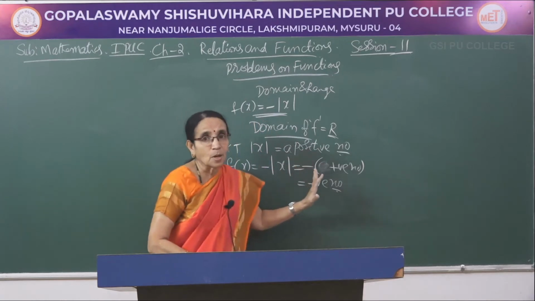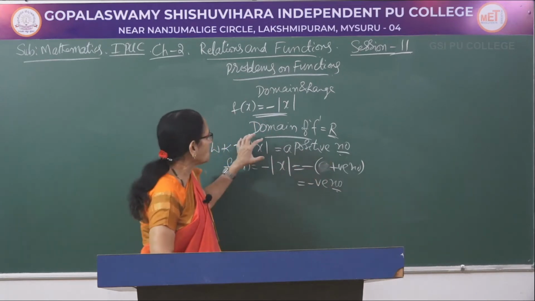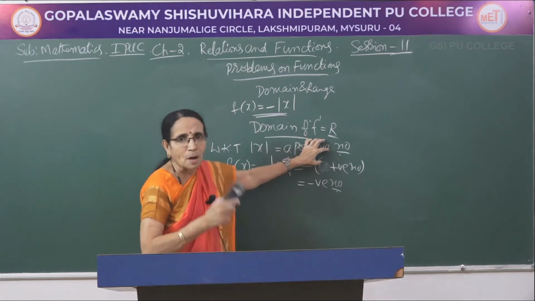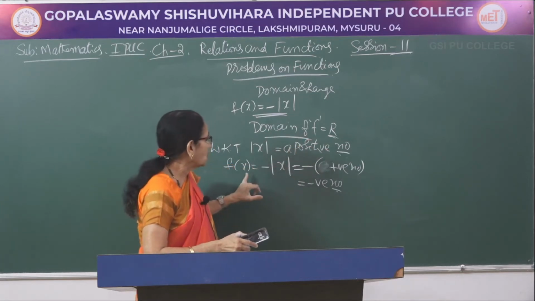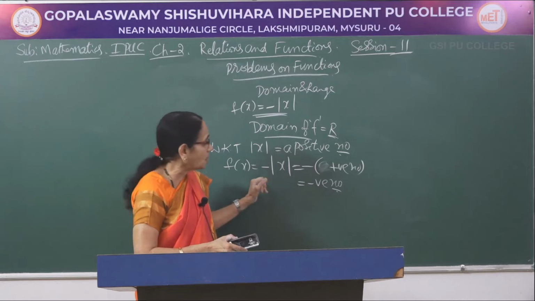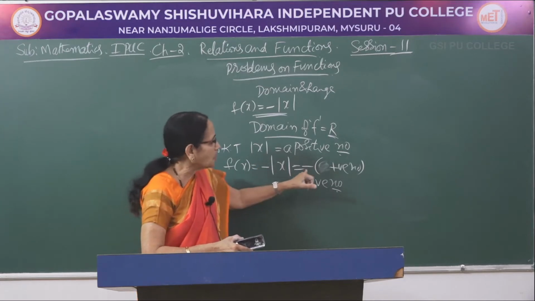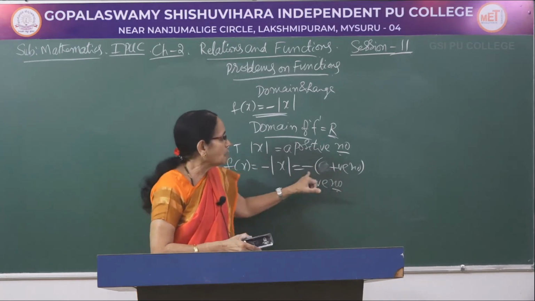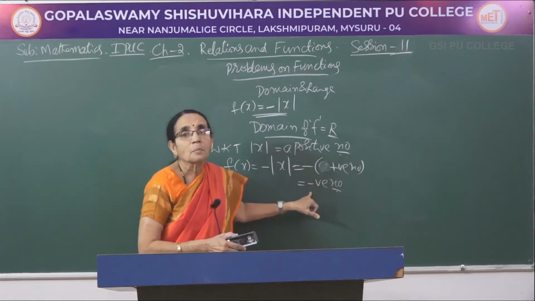Don't bother about the value here, whatever may be the value. See, modulus of x means a positive number. Always we get a positive number. When you multiply by the minus sign, minus of modulus of x is minus of a positive number. Minus into plus, it is always minus.